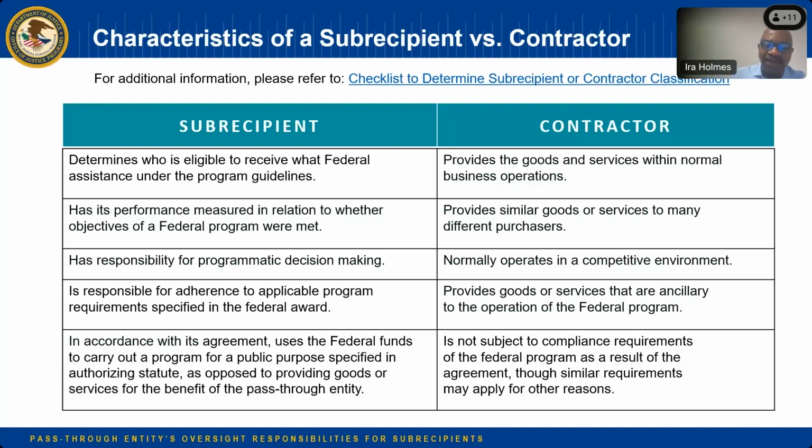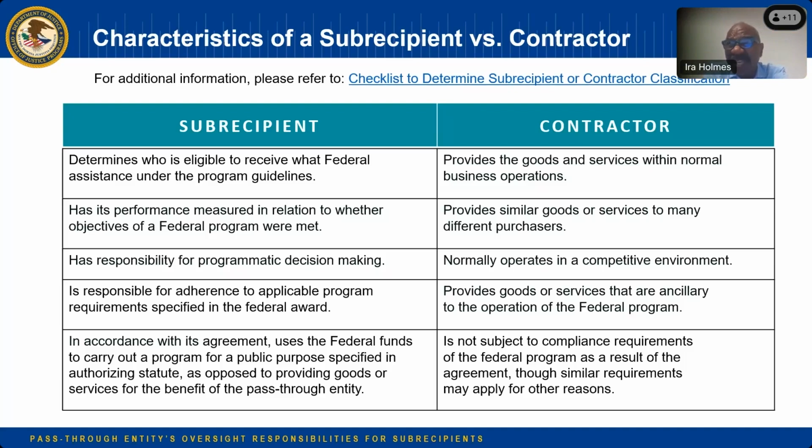Let me go back over each one of those and show you something. Each one of those uses the word program. First one, program guidelines. Second one, objectives of a federal program. Third one, has responsibility for programmatic decision-making. Fourth one is responsible for adherence to the applicable program. And the last one, to carry out a program for a public purpose. So when you're trying to distinguish the difference between subrecipient and contractor, understand that the program is key. A contractor, on the other hand, provides goods and services within the normal business operation.